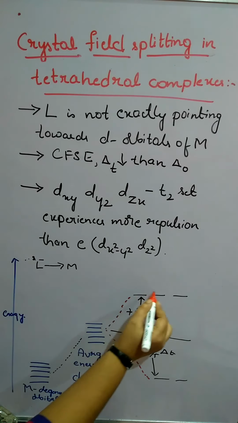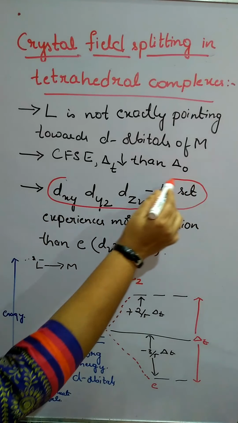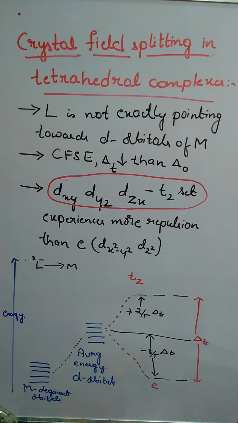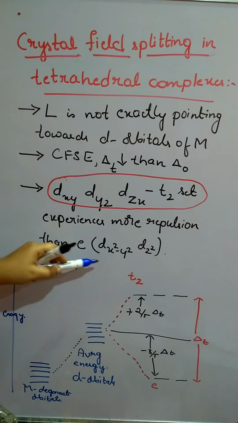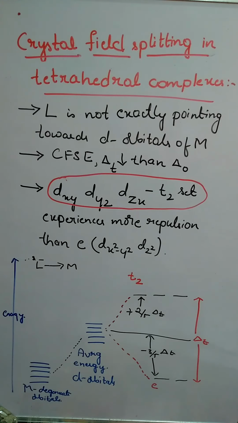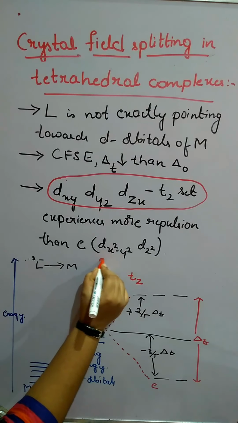This is a very important point you should remember: these orbitals will experience more repulsion than the others. Why? Because the ligands will be coming towards them, not exactly towards, but very close to the direction of the ligands. But here, these orbitals lie in between the ligands. That's why they experience less energy. Less energy, more stable. That point also you should remember.